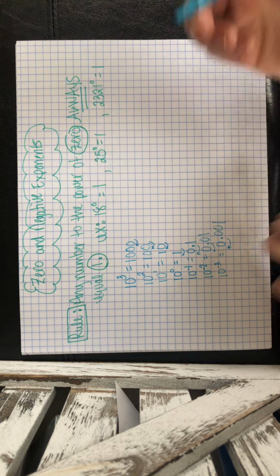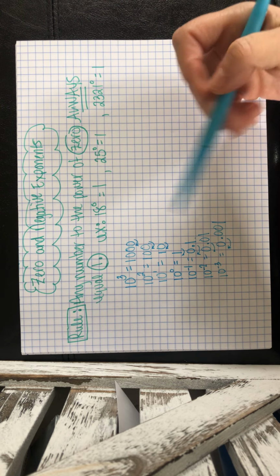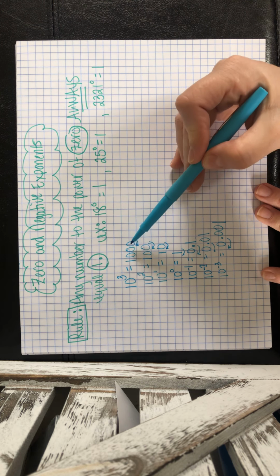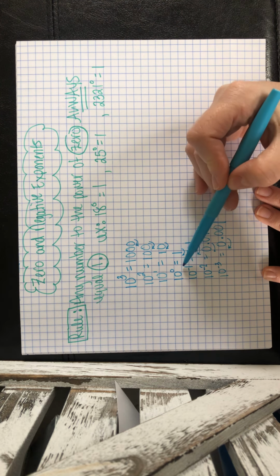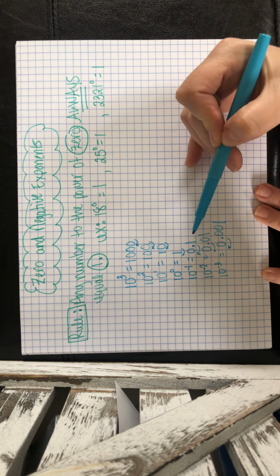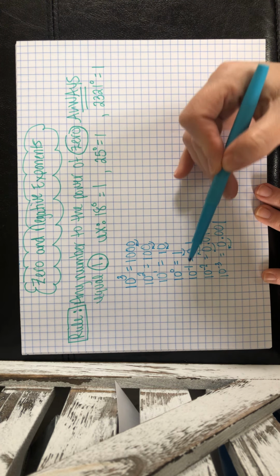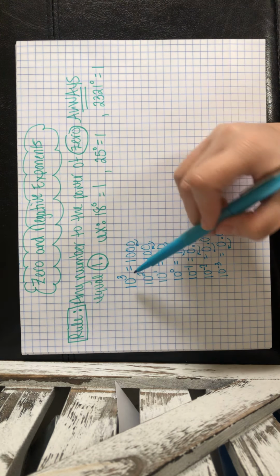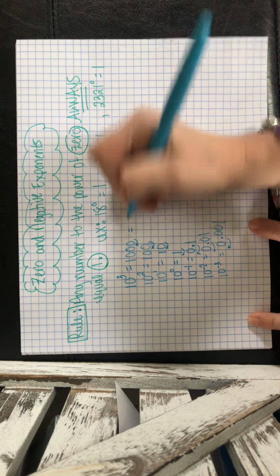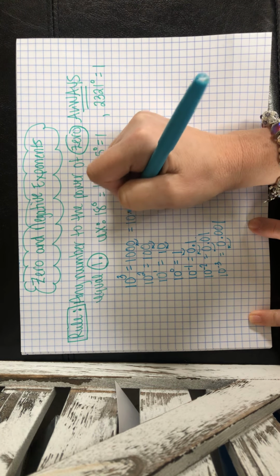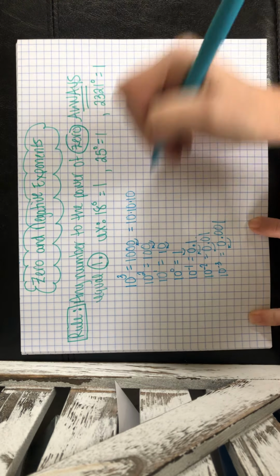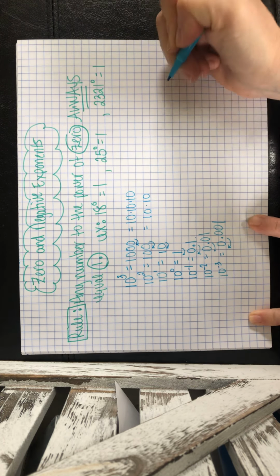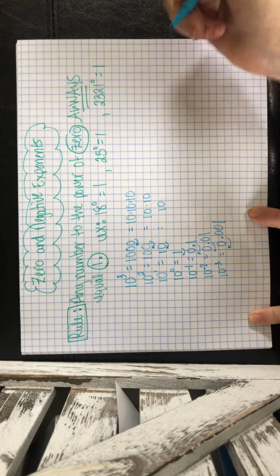So now let's take a look at what this looks like in fraction form. If you notice, when our exponents are positive, we end up with a whole number. When our exponents are negative, we end up with a decimal, which means when we have a negative exponent, we also end up with a fraction. That's the equivalent. So this right here is the same as 10 times 10 times 10. This is the same as 10 times 10. This is the same as 10.